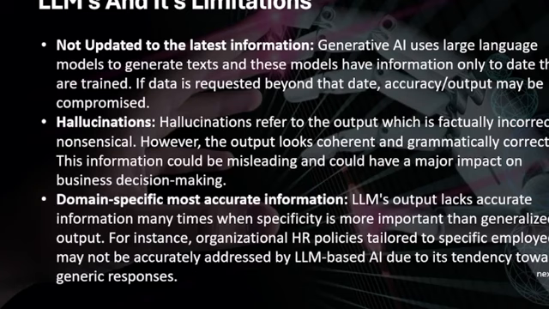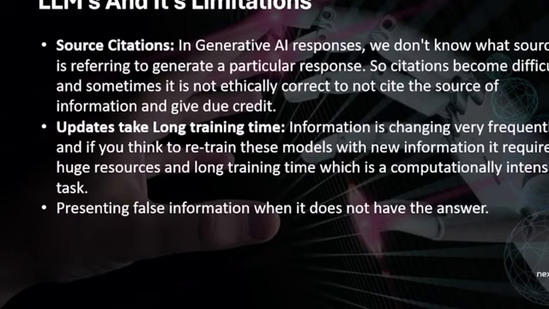To give you more generalized answers, you have to provide that generalized data to your large language model, so it can understand each and every scenario and give you an answer based on that. Source citations in generative AI responses: we don't know what source it is referring to in order to generate a particular response. So citations become difficult, and sometimes it's not ethically correct to not cite the source of information and give due credit. Obviously, GPT simply generates your output. It doesn't tell you from which source it is answering this question. So citations become difficult for this large language model. So this is the limitation.